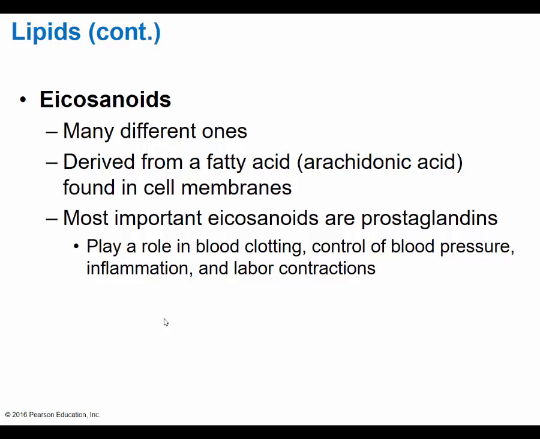Eicosanoids. Eicosanoids we're not going to talk a lot about, other than prostaglandins are a group of chemicals that are fatty. They're lipids, but they have a big role in the body. If you look at control of blood pressure, blood clotting, inflammation, labor contractions. So they have a purposeful role, but when they build up in the tissues, it causes pain. That's a side effect of prostaglandins, is they cause pain.